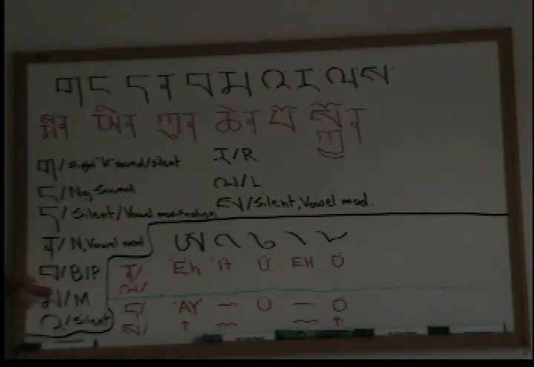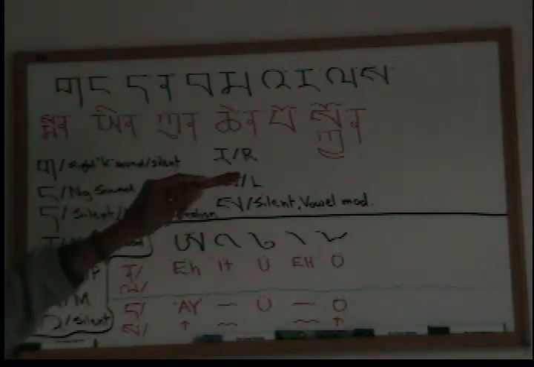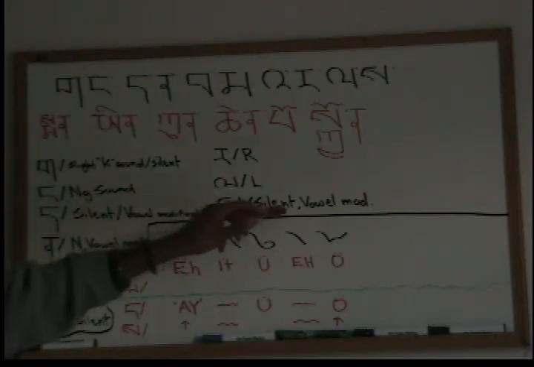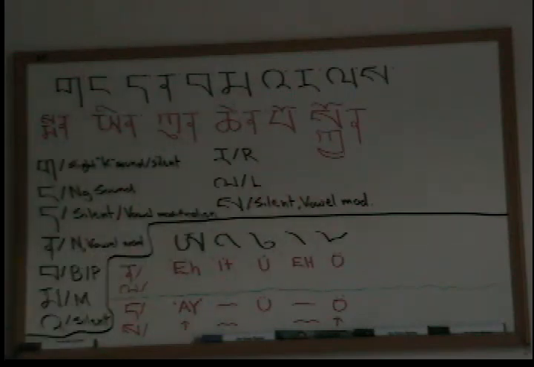Okay? And ma is an m sound, and then the a is silent. And then here, ra is an r sound at the end, and then la is an l sound, and then you have sa, silent at the end, and also a vowel modification.